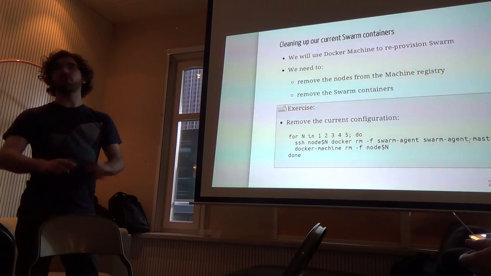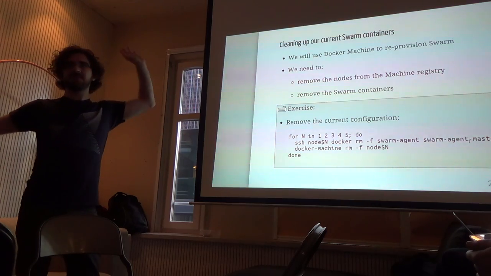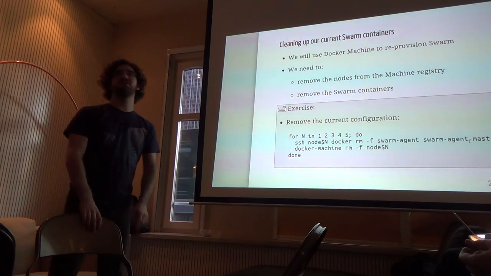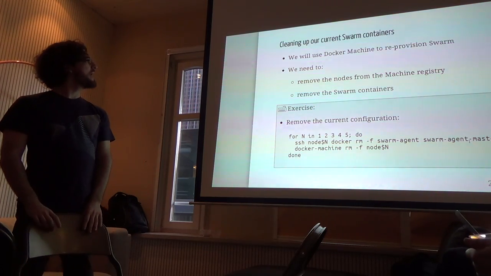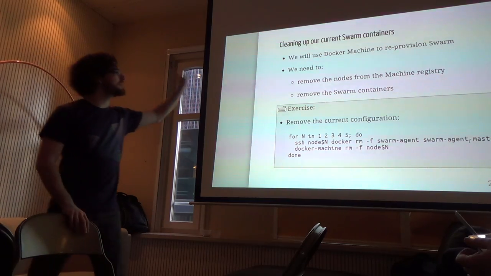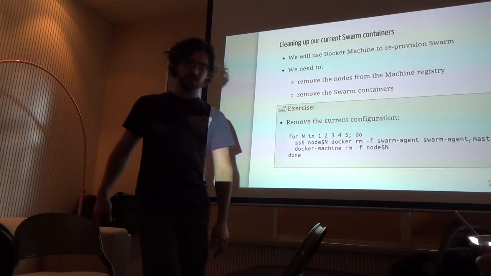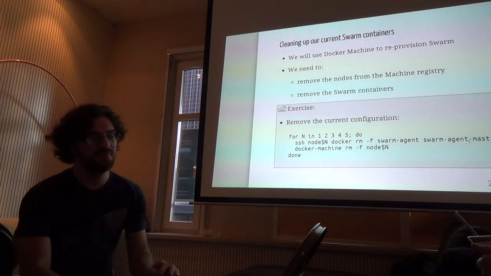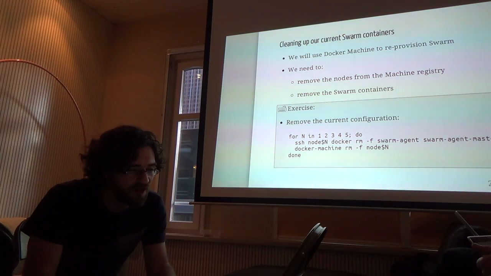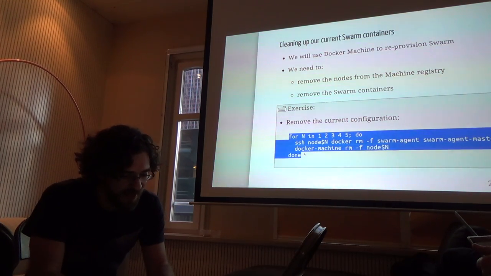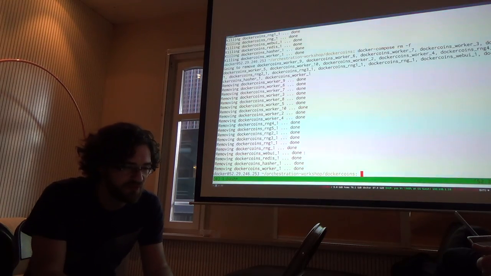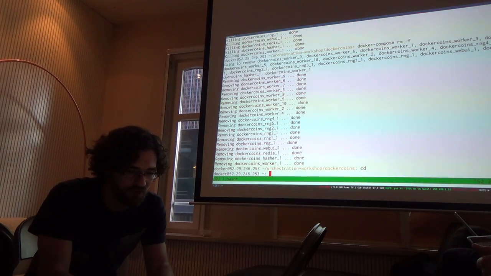Once again, we will use Docker Machine with command line arguments to tell it to provision the cluster. So first, we will clean up the existing cluster information with this little thing. This will connect to the five nodes, it will destroy the swarm containers, and it will remove the information from the Docker Machine registry.